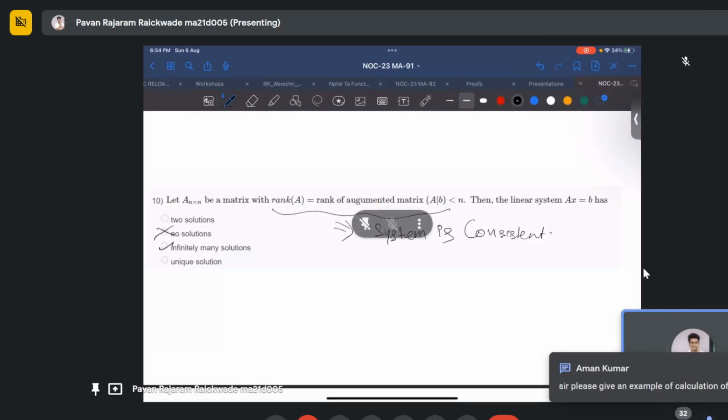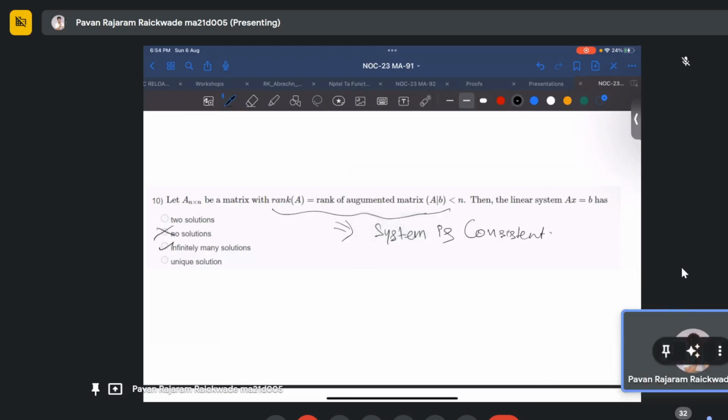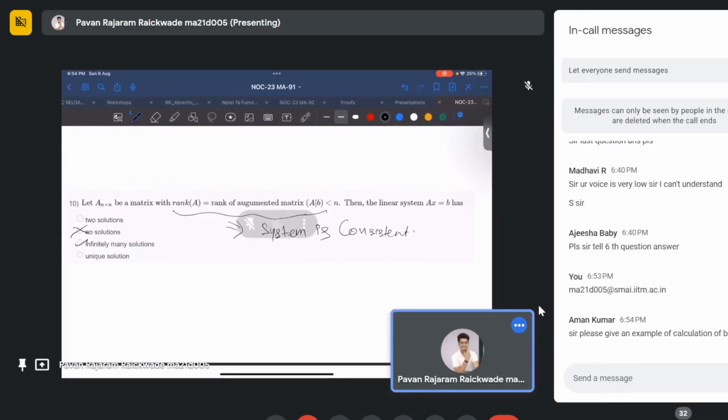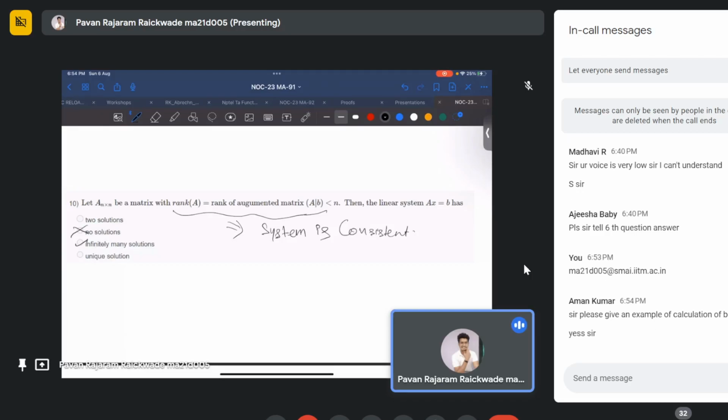Give an example of calculation of basis. Okay, good question. What do you mean by calculation of basis? How to find the basis of our space Rn, or to check whether something is a basis, so a given set of vectors.